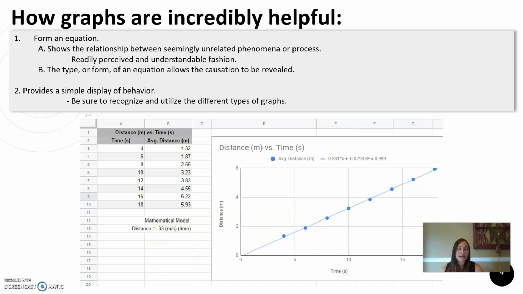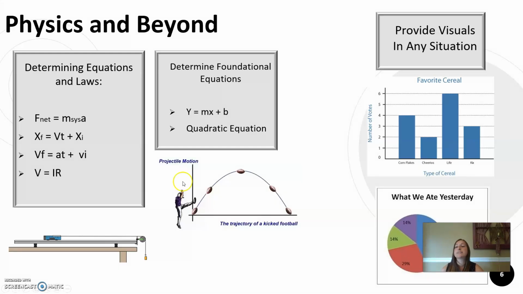0.33 meters per second. So that mathematical model or equation can actually tell you very specific things about whatever you're looking at. It also gives you your constant velocity equation, that the final position is equal to velocity multiplied by time plus the initial position, which is what we see here.